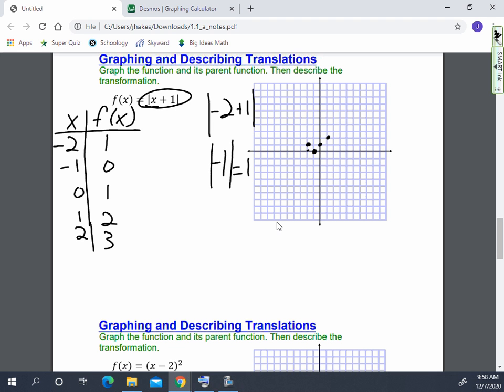What happens if I plugged in a -3, just for one more point? Well, the absolute value of -3 plus 1 is -2. The absolute value of -2 is 2. So at -3, we're at 2. So this is going to go on this diagonal, and this is going to move on to this diagonal. Okay, that makes sense.